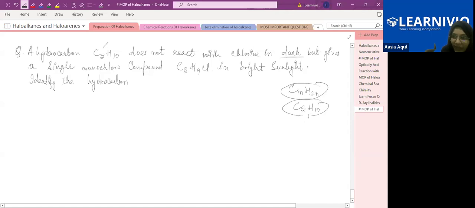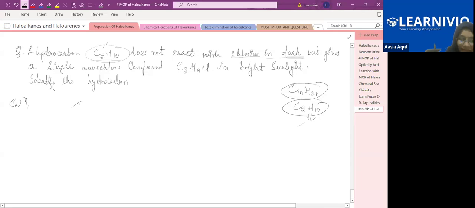C5H10, what will you say first? It should be an alkene, but no, it should not be an alkene. Why? Because here it's mentioned that C5H10 does not react with chlorine in the dark, but gives a single monochloro compound C5H9Cl in the bright light. So it will not be an alkene. So what will the formula be? How can we draw this structure? The double bond should not be there. So see, the correct answer will be C5H10.